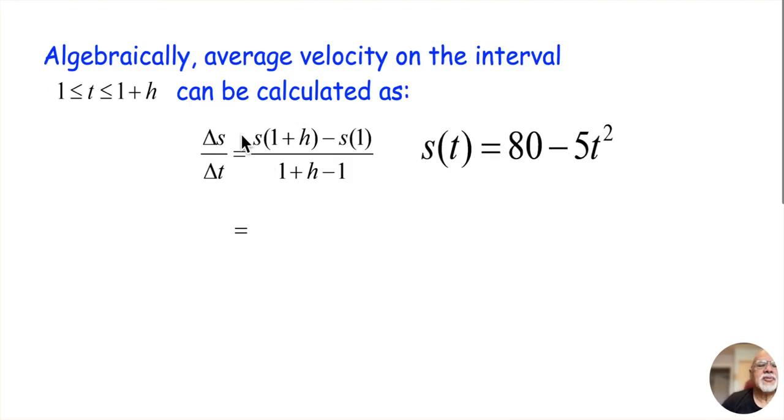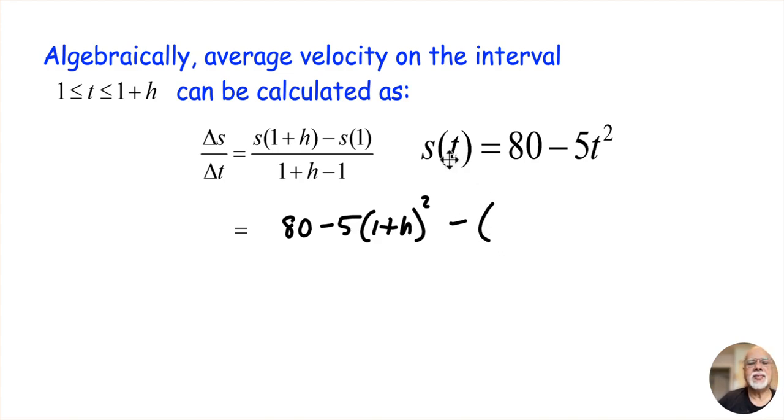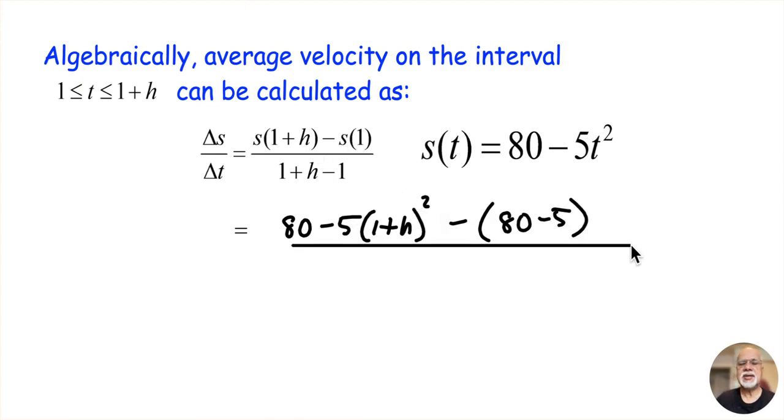Now, as I indicated in the previous calculation, the average velocity on an interval is determined by just taking the distance at a particular time, minus, in this case, s of 1, and then dividing by 1 plus h minus 1. Now, if we do that, we're going to do this for this example here. And so this becomes 80 minus 5 times (1 plus h) squared. And then we're subtracting that same s of 1, which would be this displacement function evaluated at t equal to 1. So that would be 80 minus 5. And we're dividing all this by 1 plus h minus 1, which would just be h.